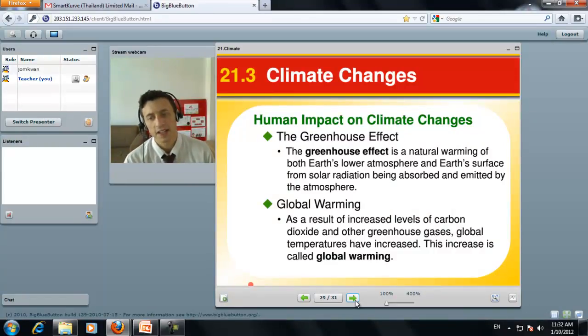The greenhouse effect is a natural warming of both Earth's lower atmosphere and the surface from solar radiation being absorbed and emitted by the atmosphere. We know that sunlight is a form of radiation. It is a form of electromagnetic radiation that comes to us from the sun. But it is not the only type of electromagnetic radiation.